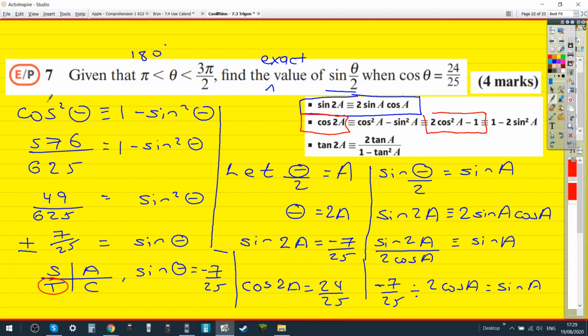Let's see. I took your word for it with this stuff. 24 squared is 576. 25 squared is 625. So cos squared theta, 1 minus sine squared theta, gives you 49 over 625. Then we square root that, we get 7 over 25. It is in the tan quadrant, so it's negative 7 over 25. To make things easier, instead of a half theta, I'd let that be A, and so 1 theta becomes 2A, and so it's these double angle formulae. We had to find sine A. We knew cos 2A was 24 over 25.